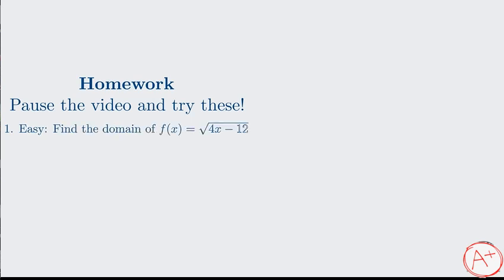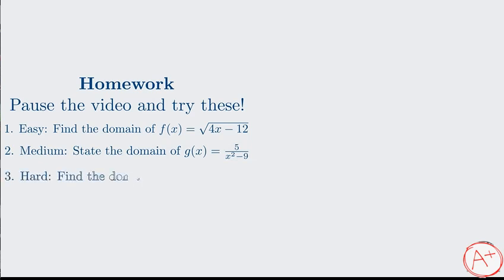It is time to test your understanding. Please pause the video and solve these 3 questions before continuing. The easy question asks you to find the domain of f of x equals the square root of 4x minus 12. The medium question is to state the domain of g of x equals 5 over x squared minus 9. And the hard question, find the domain of h of x equals the natural log of x plus 5, all divided by the square root of 10 minus 2x. Take a moment to work through these carefully.